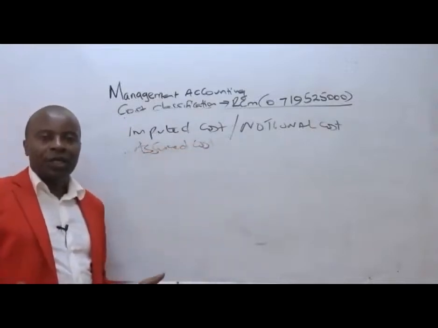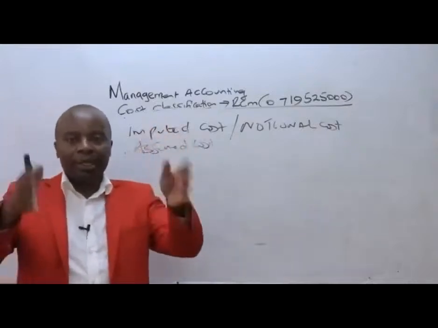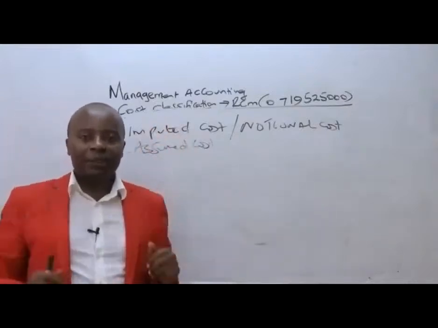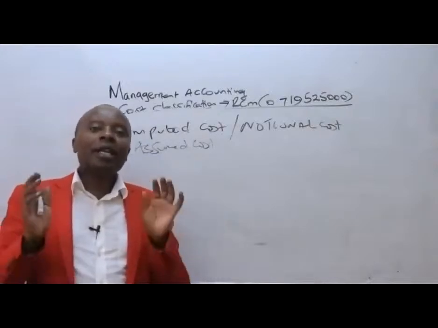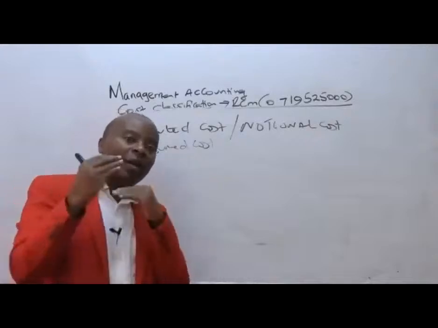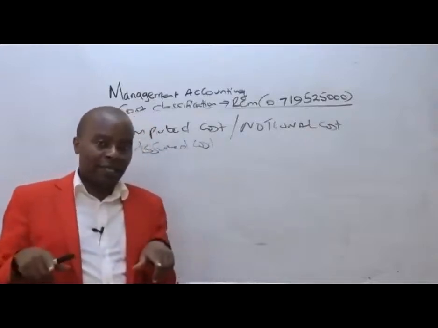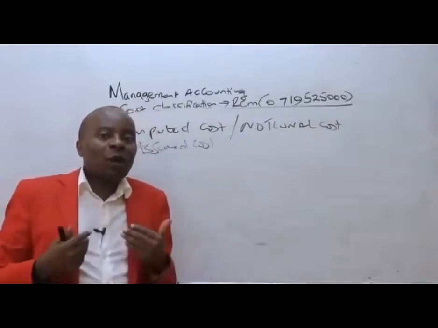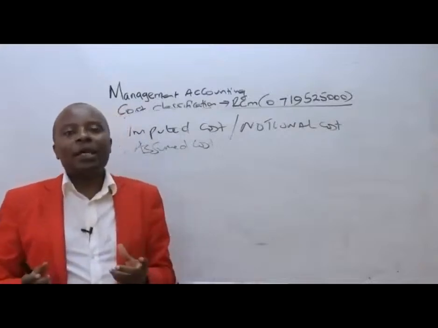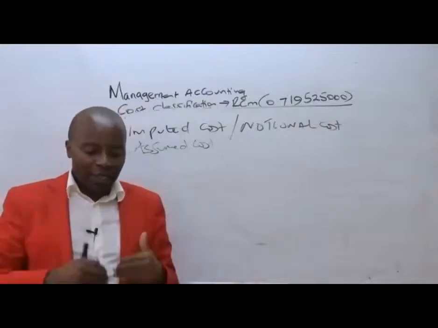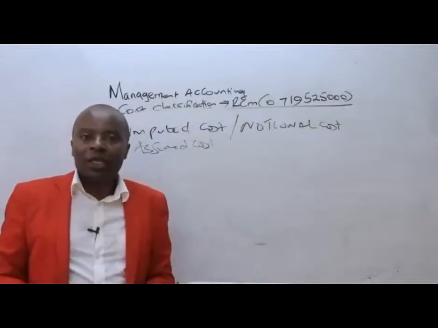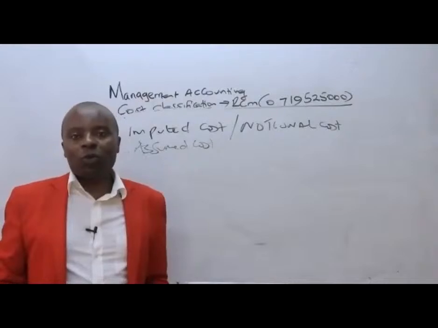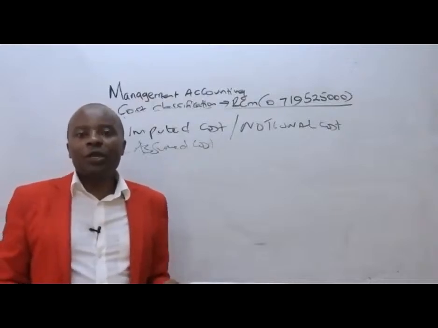For instance, if as RCM we own a building, it will be very important for us in our income statement to have rent, where we'll be assuming, if we were paying rent, how much rent would we have paid? So in our income statement, we shall be charging rent. Of course, that rent doesn't exist. It's an assumed one. It's a hypothetical one. So it is notional. It is what you have imputed.